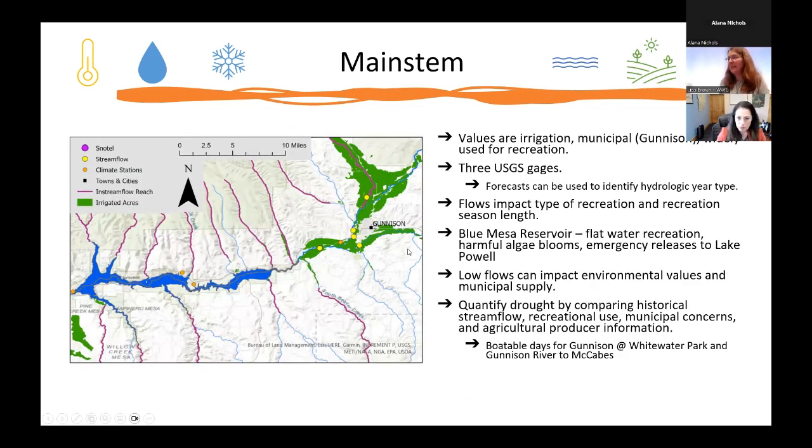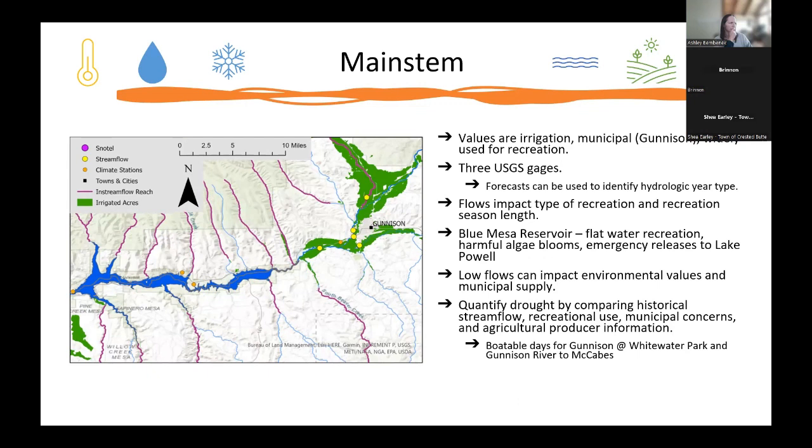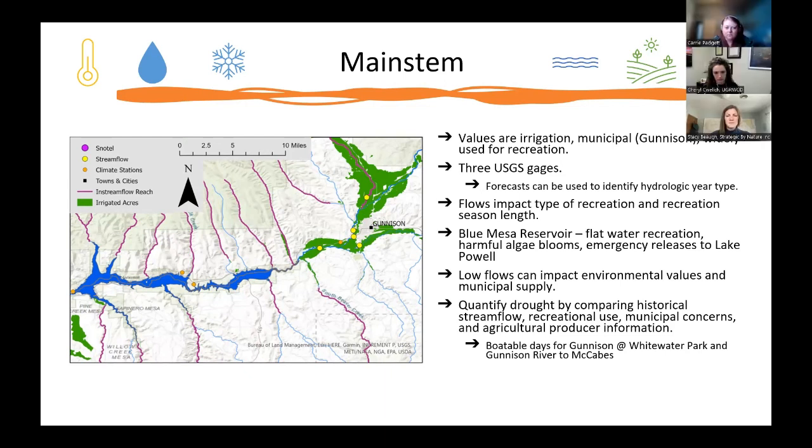Okay, so the main stem, my attempt to do clockwise. So we've got our values of irrigation, municipal with the town of Gunnison, widely used for recreation with the RICD. There's a lot of USGS gauges on this map, but I'm counting this one toward the Ohio and this one toward the Tomichi. So there's 3 USGS gauges, and the flow impacts both the type of recreation and the recreational season length. And then of course, Blue Mesa Reservoir itself.